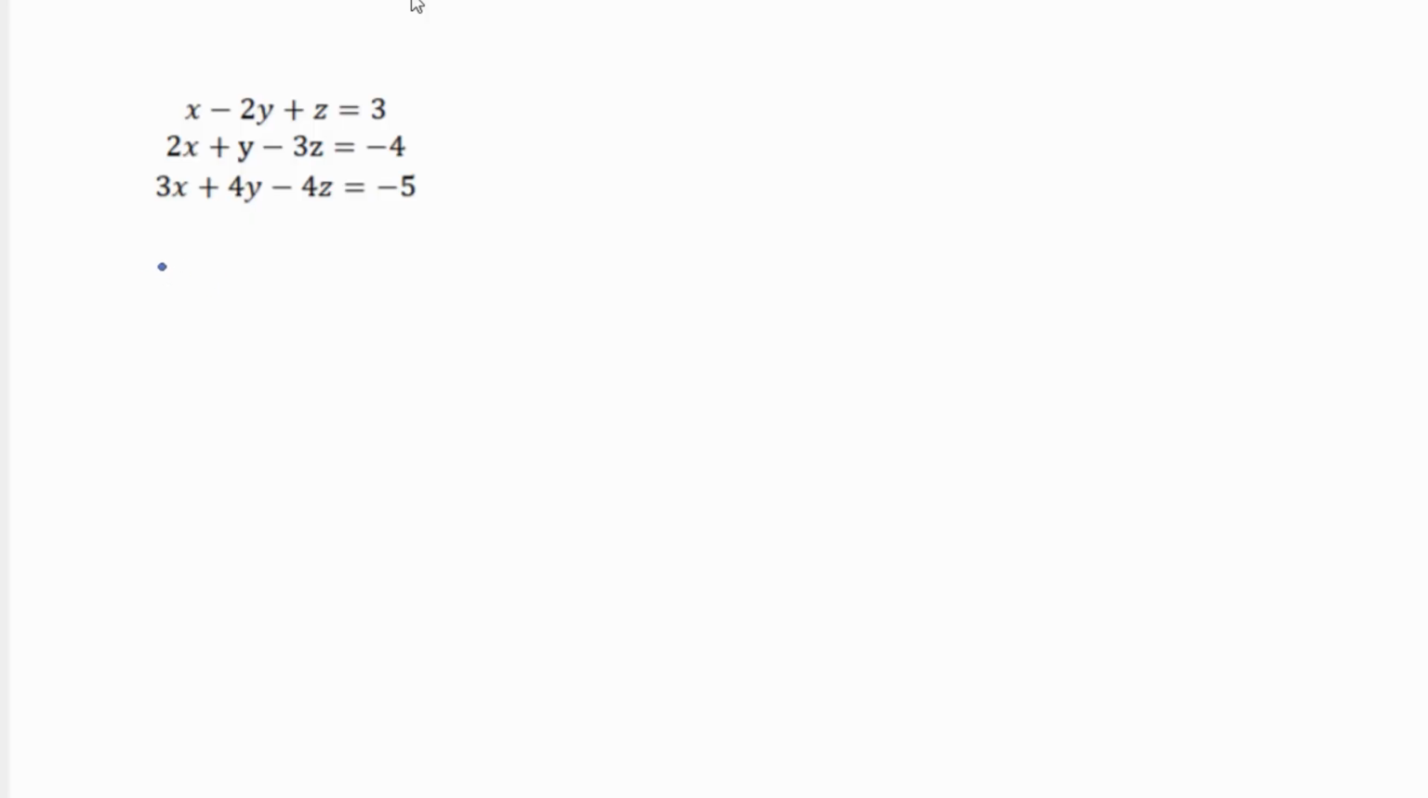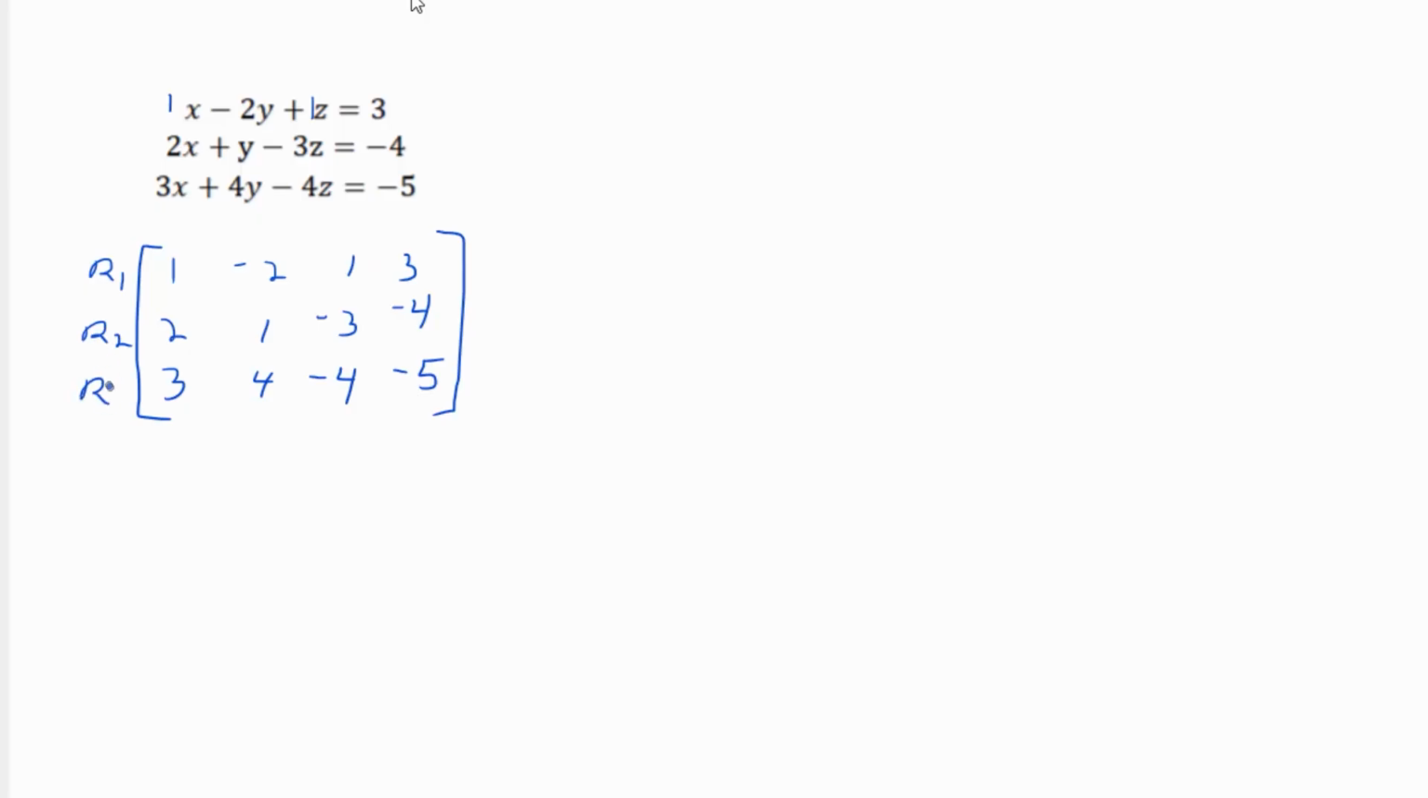First step is to write down the augmented matrix. So that will have the entries 1, negative 2, 1, and 3. 2, 1, negative 3, negative 4. 3, 4, negative 4, and negative 5. This row is our current row 1, R1, the second row is current row 2, so R2, then R3 is the current row 3.